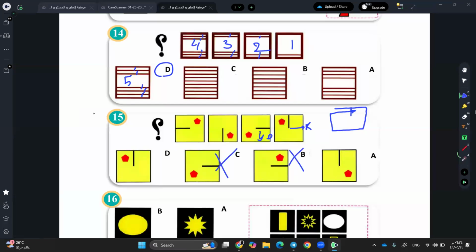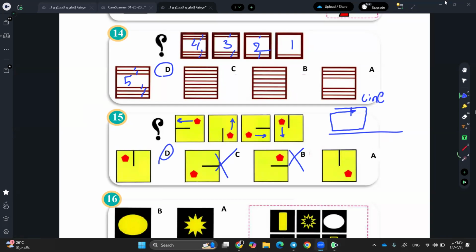Okay, now for the pentagon. The pentagon first moves down, then to the right, then up, then it's going to be what? Left. Down, right, up, left. Excellent. So is it going to be A or D? D. Excellent, Ali.